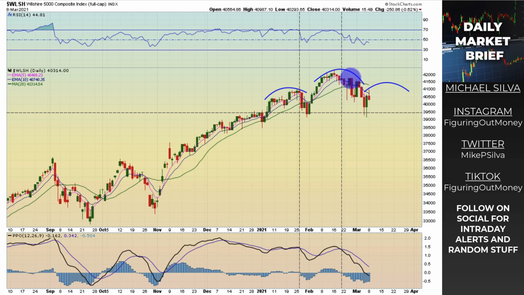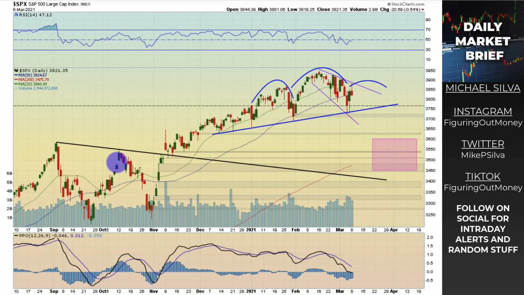So we've got to see here if it can break out to make a new high. We'll get into some other trend lines and some areas of resistance on the other indices. Let's start with the S&P 500. You did notice that I had a little head and shoulders on the Wilshire, and I'll call it more out here on the S&P 500.